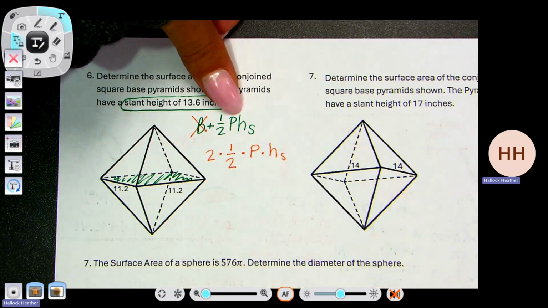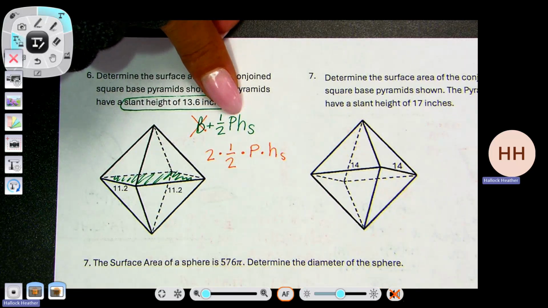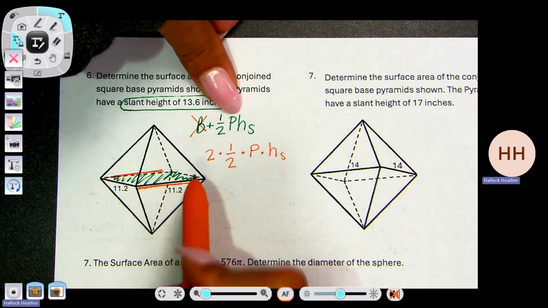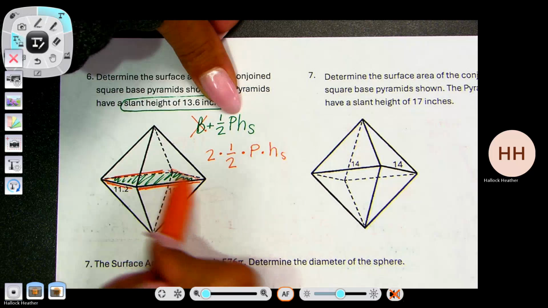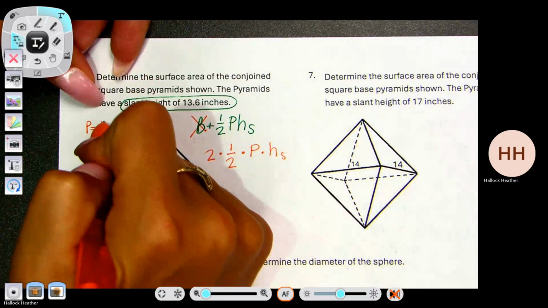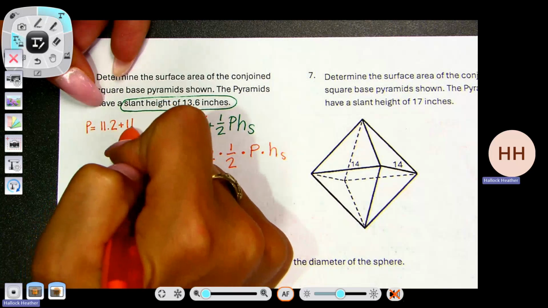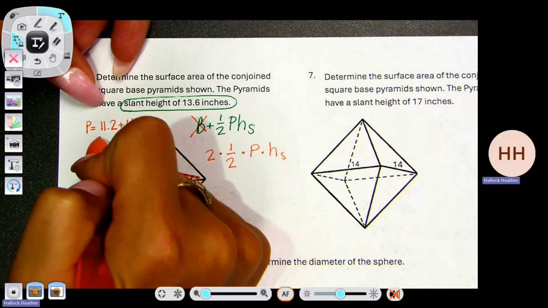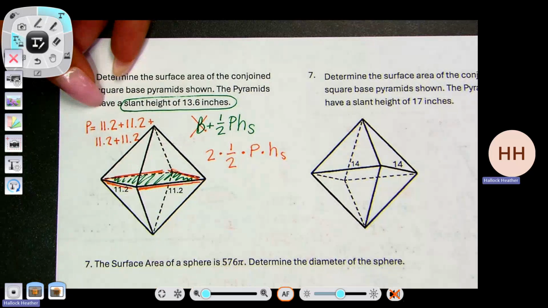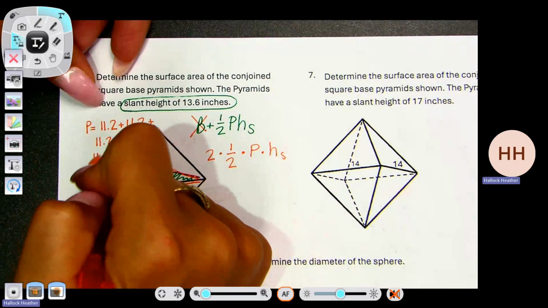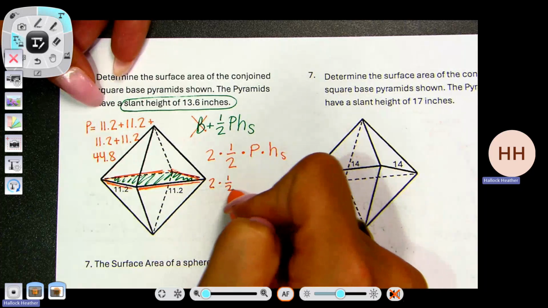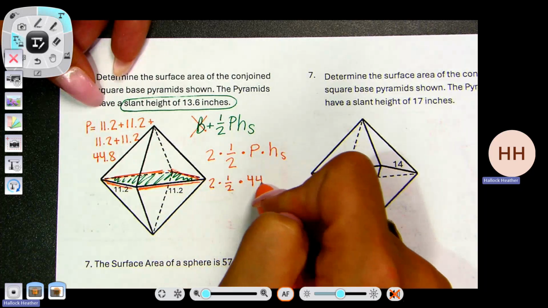Okay, I need to find P, which is the perimeter of the base. So take a second. You're finding the perimeter of the base. You can either add it 4 times, which is a lot of work, or you could multiply by 4. What's my perimeter? 44.8. So 2 times 1/2 times 44.8.